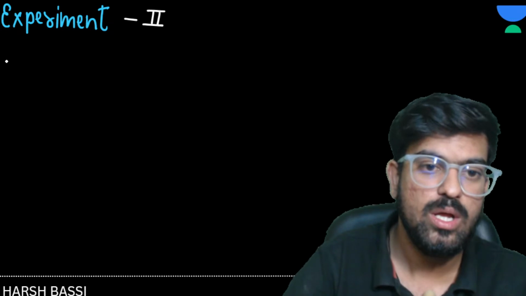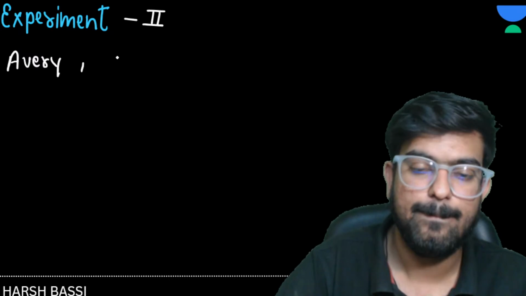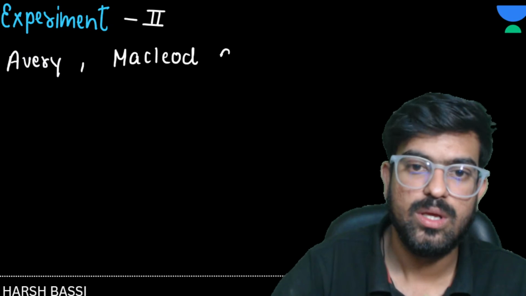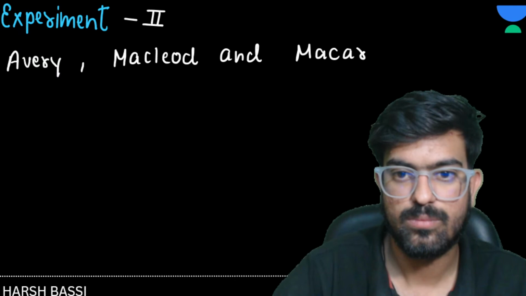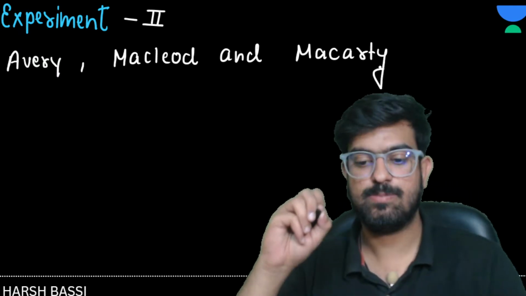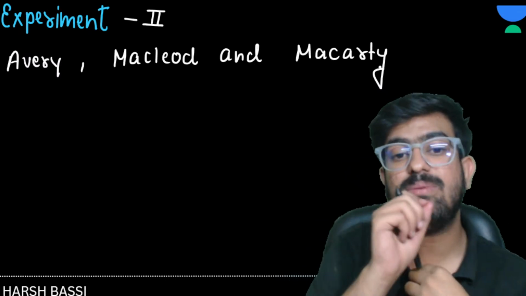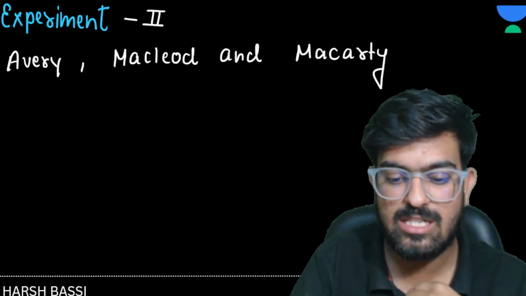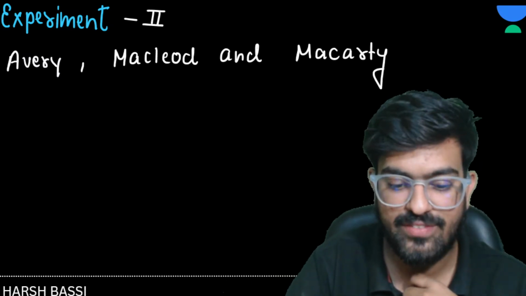So experiment 2 is the Avery, McLeod and McCarthy experiment. What happened here? They repeated the Griffith experiment and confirmed that the transforming material was DNA. See here how they have done it.